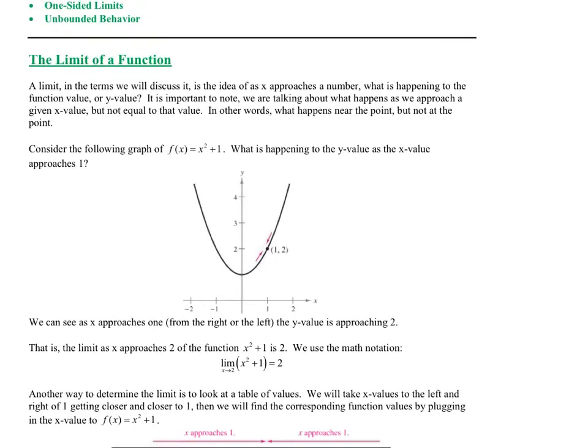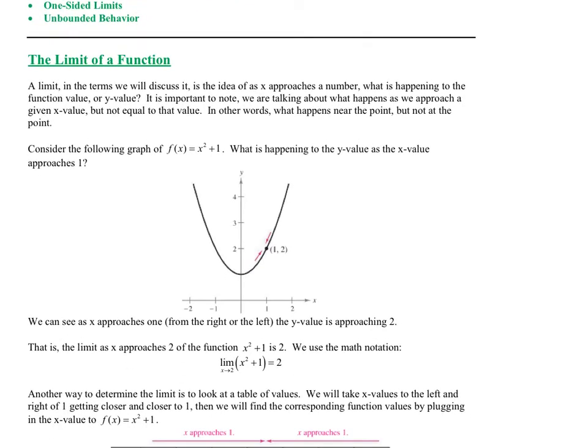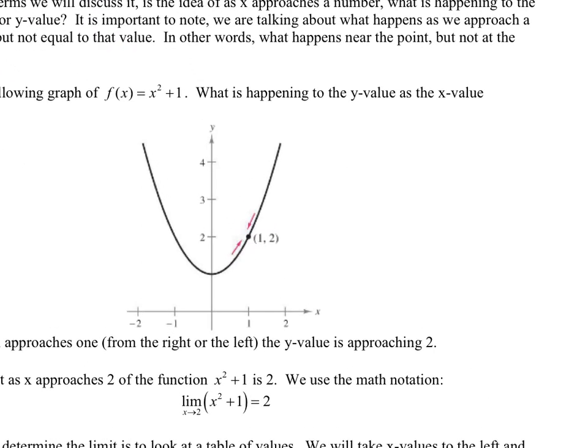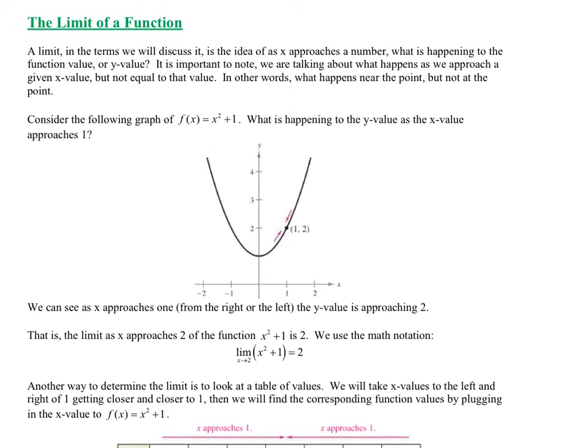Consider the following graph of f of x equals x squared plus 1. What is happening to the y value as x approaches 1? As we look from the left on this graph, coming from the left of x equals 1, it looks like my y value is getting closer and closer to the number 2. And as I come from the right of x equals 1, coming down on the graph, my y value again is getting closer and closer to 2. So we can see as x approaches 1 from the left or from the right, the y value is approaching 2.